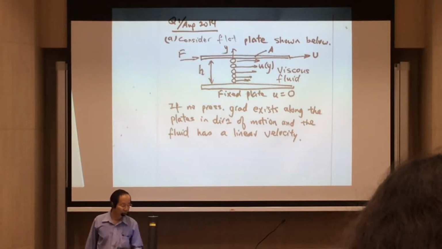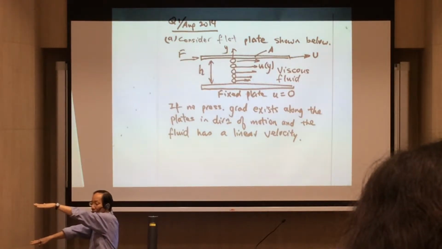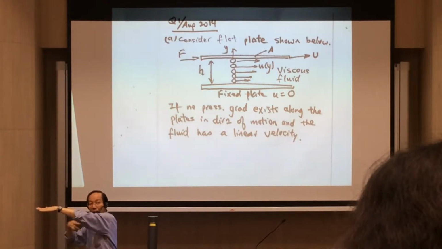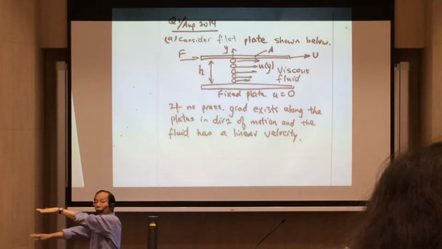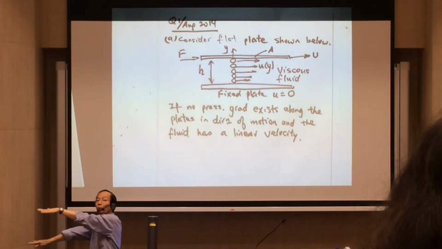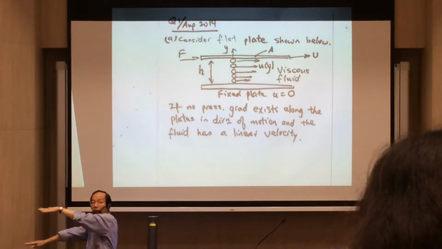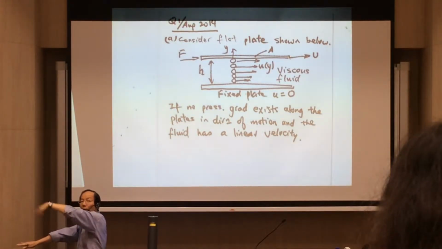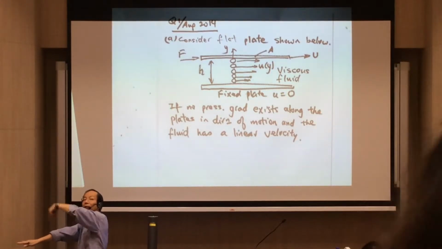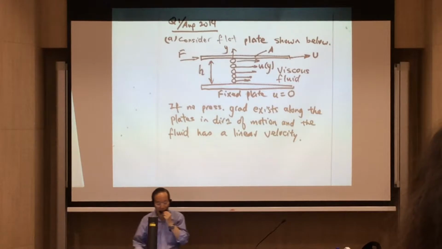And this statement is important: if no pressure gradient exists. In other words, the plates are there. So originally, the fluid is not flowing. Fluid flows because of a pressure gradient. So originally there's no pressure gradient, and because of a force pushing the top plate forward, the top plate moves and it drags the fluid layers all the way so that you have a linear velocity profile. Okay, that's what it means here.